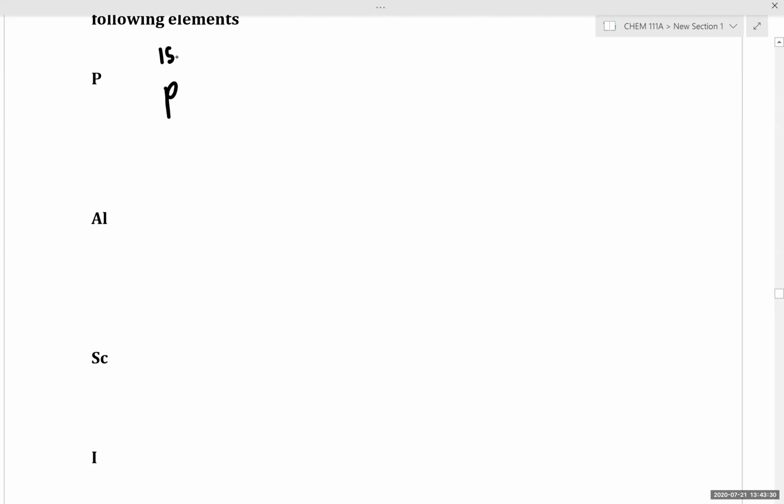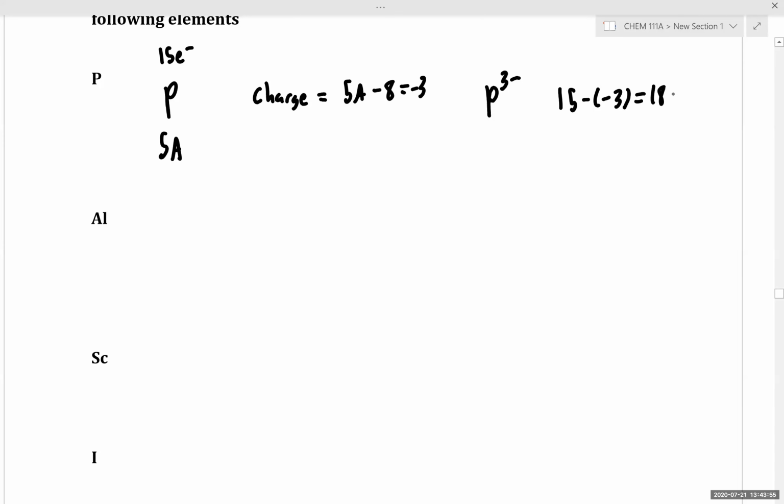Phosphorus has 15 electrons and is a group 5A element. The predicted theoretical charge of phosphorus would be equal to 5A minus 8, which gives us a charge of -3. So for P3-, we'd have 15 minus -3. In other words, we'd have 18 electrons. And 18 electrons would correspond to the electron configuration of argon.